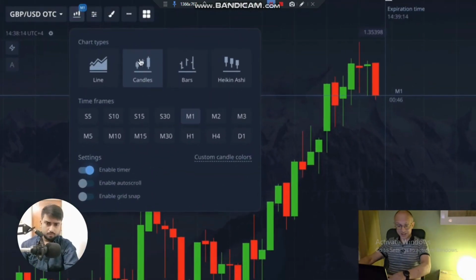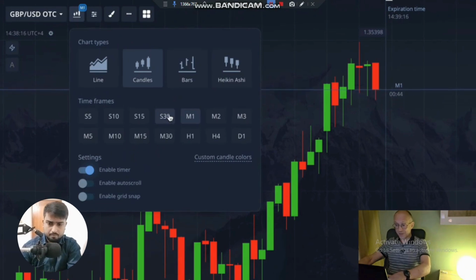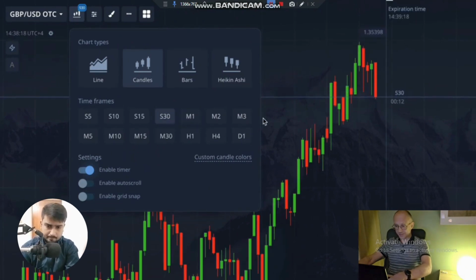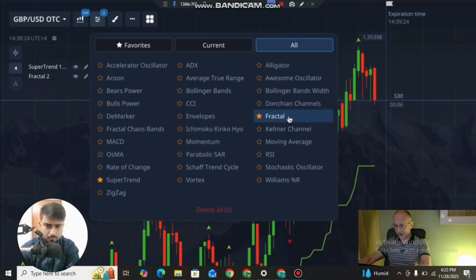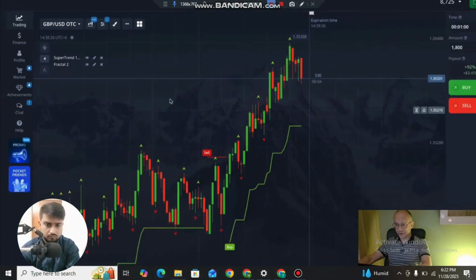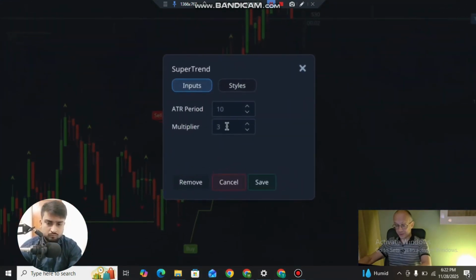I'm setting classic candles and the time frame is 30 seconds. The super trend and the fractal. Let's configure the super trend first. Set the multiplier to 2.5 and save.